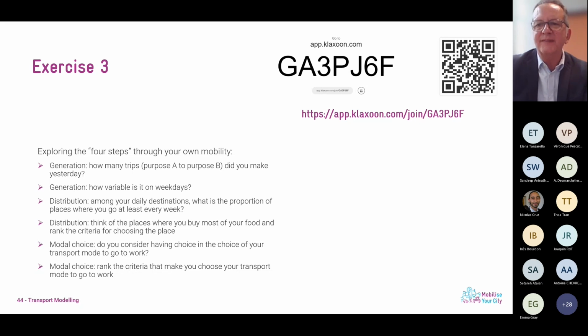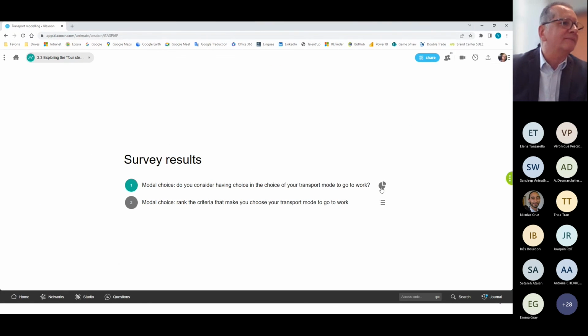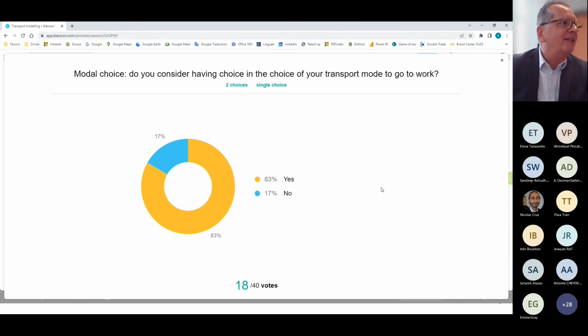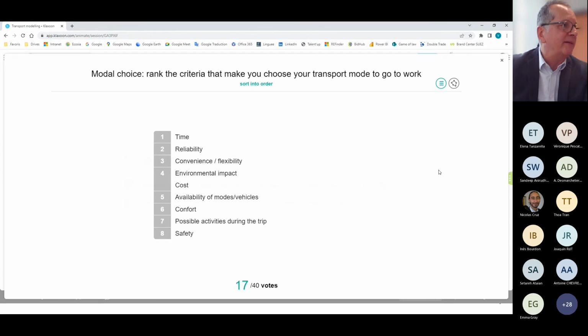Okay, 5 seconds, and I stop the poll. So a large majority of the voters estimate that they have a choice in the transport mode, and only 17% think they don't have a choice. And now the criteria of choosing the transport mode. Time comes first, then reliability and convenience, flexibility. And the least important ones are safety, possible activities during the trip, or comfort. It's interesting to see environmental impact quite high in the hierarchy, at the same level as cost. And probably that's something that has evolved recently, and it's good, of course.